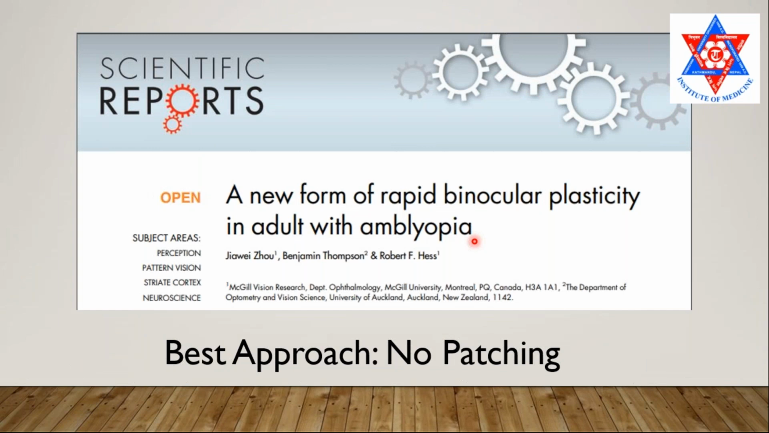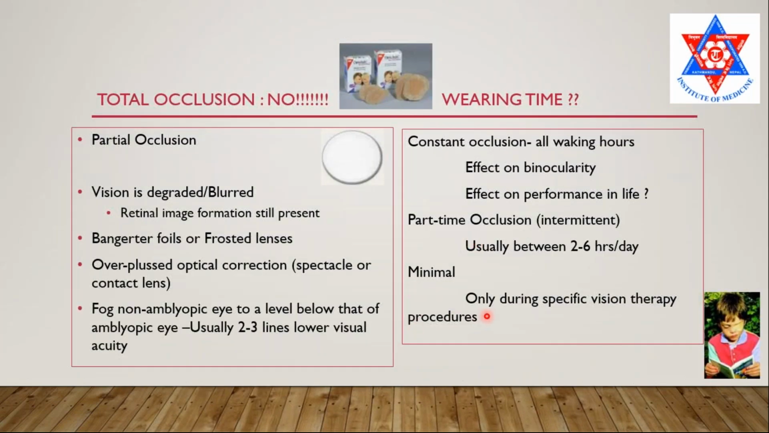So what is the best approach? How to go with the patching? How to go with the occlusion therapy for the patients? There is an article entitled "A new form of rapid binocular plasticity in adults with amblyopia." The article suggests that the best approach is no patching. So I have kept this point of minimal patching: we'll do minimal occlusion, or if we need to incorporate it, we'll incorporate partial occlusion as over-plus optical correction in the patients and use no occlusion.